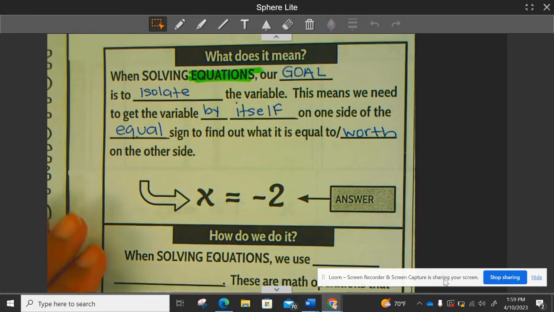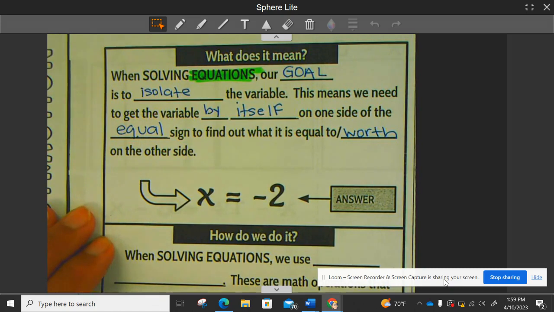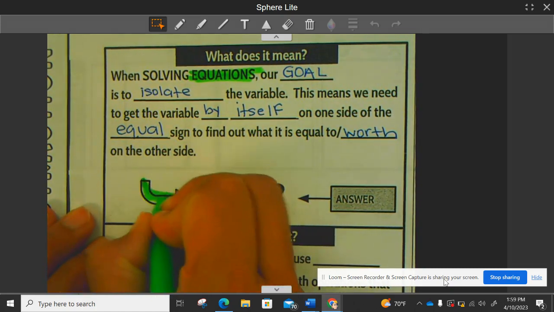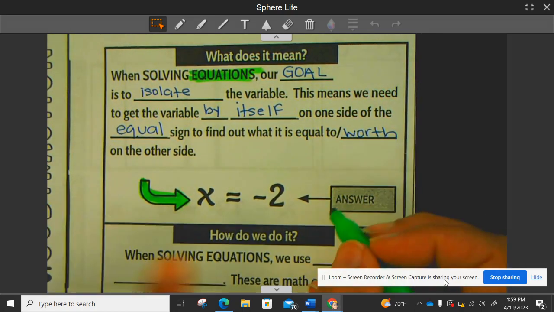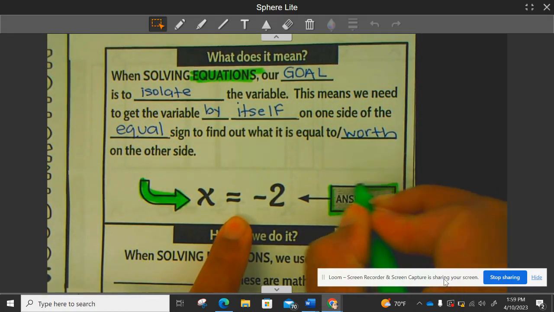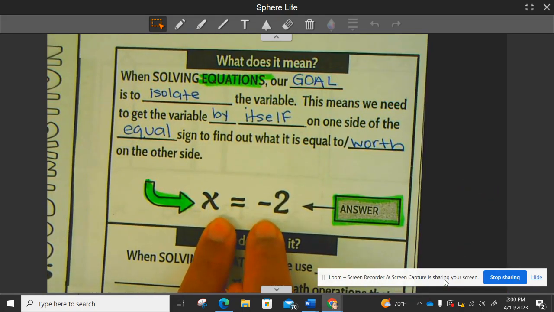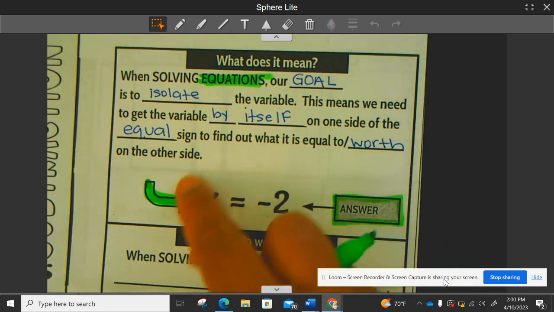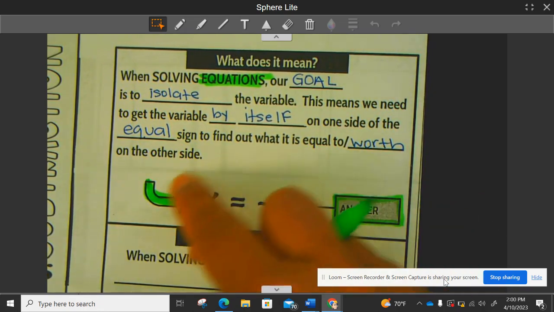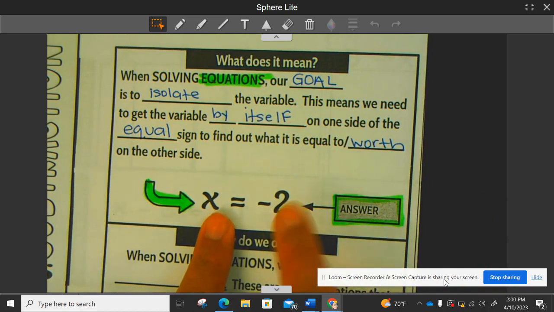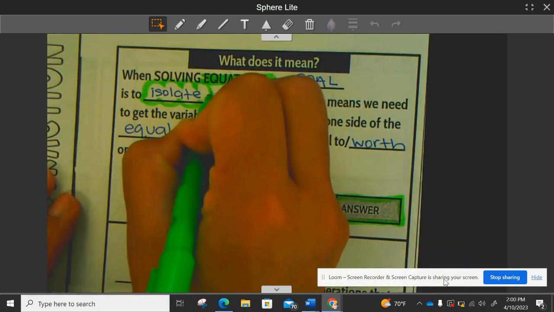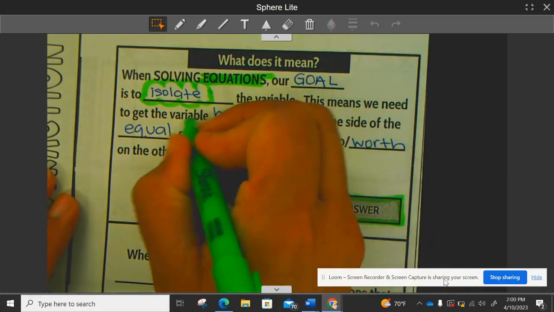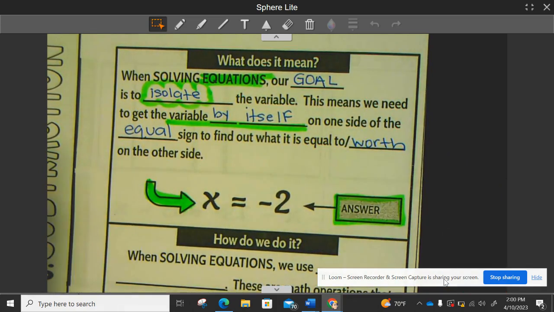And then remember an equation. An equation has an answer for the variable. So that's why it looks like this, where you have the variable is equal to an exact answer. So with the equations, you end up with an answer looking like this. Okay. So we said isolate is an important word. It means the variable is by itself.